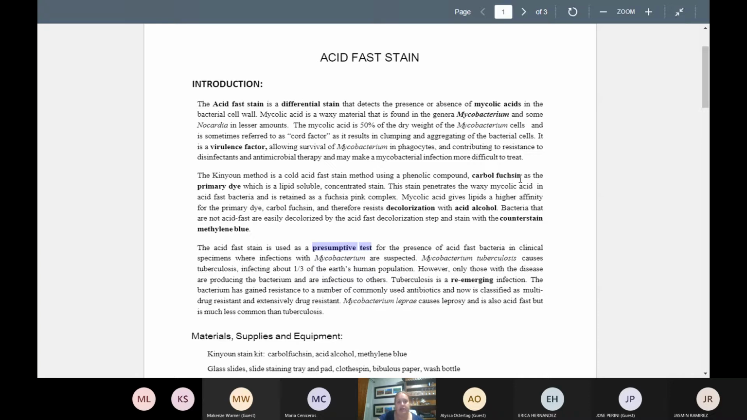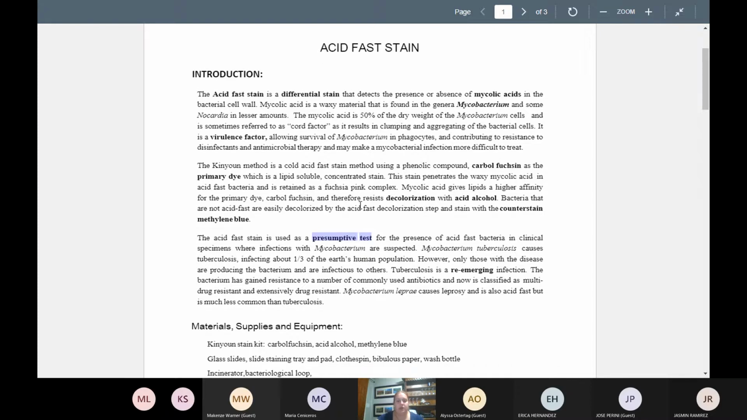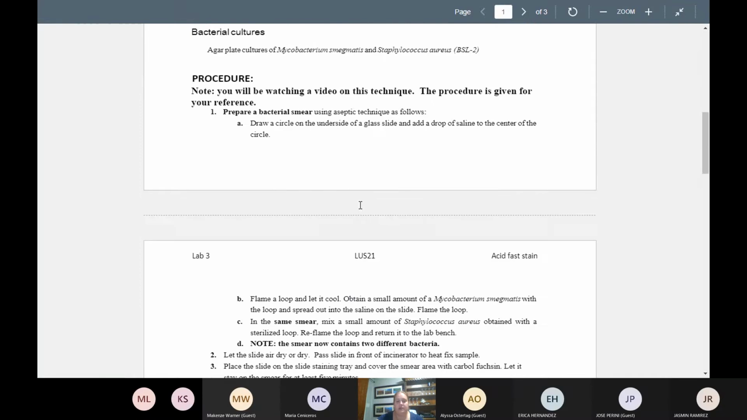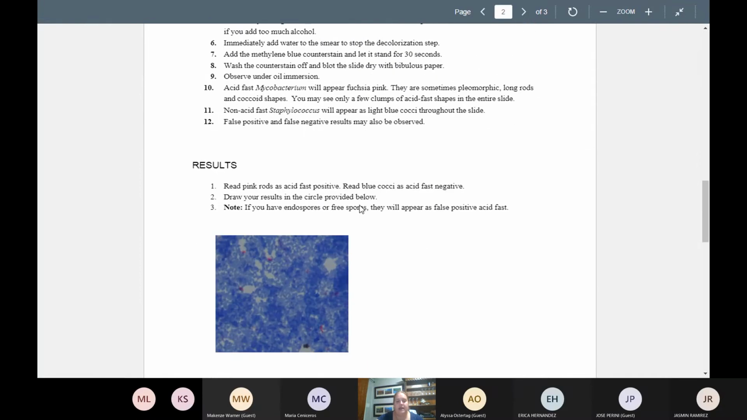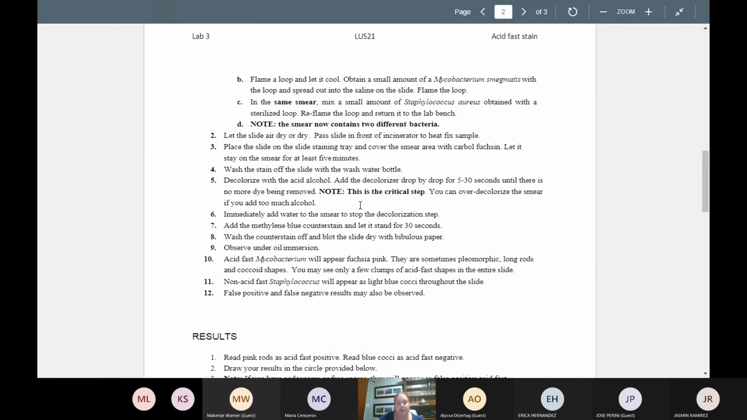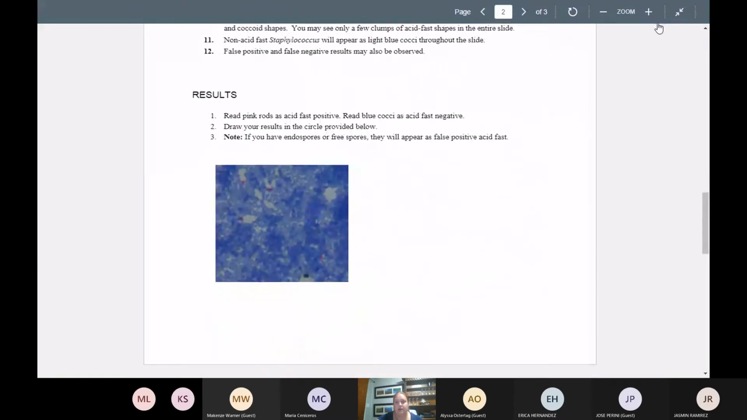So you can read about the different stains used in the acid-fast stain. The primary stain, like the Gram stain, there's a primary, there's a counter stain, and there's a decolorization step. The difference here is the Gram stain also has a mordant, which is that iodine, which sets the dye. Carbolfuchsin does not use a mordant. So definitely read through this, become familiar with the process for acid-fast staining, and I believe there's a video on how to do the acid-fast stain.